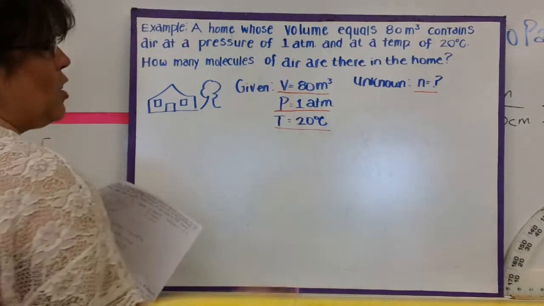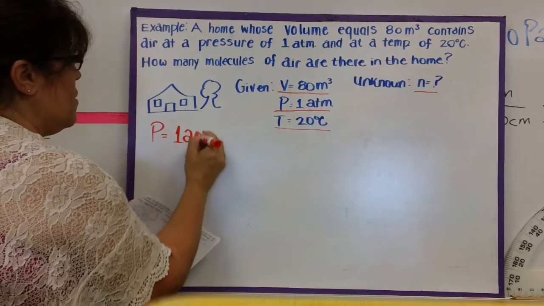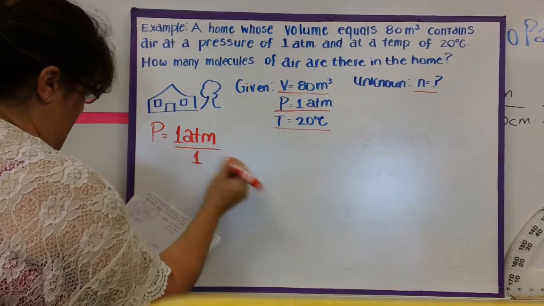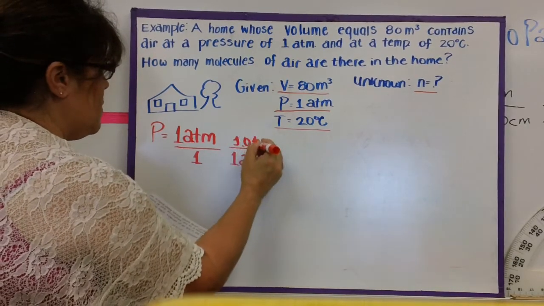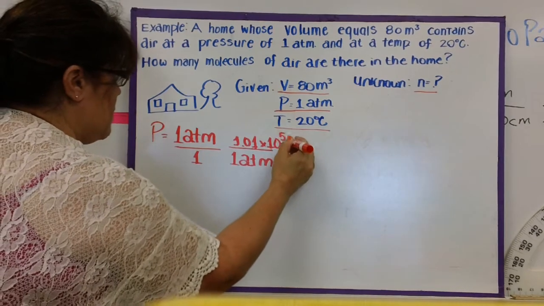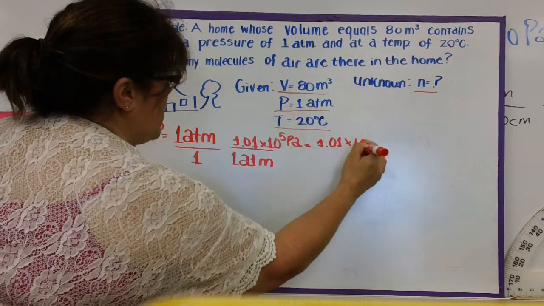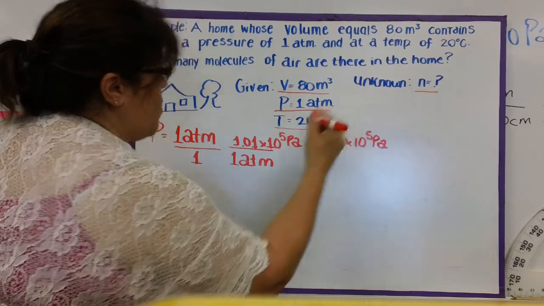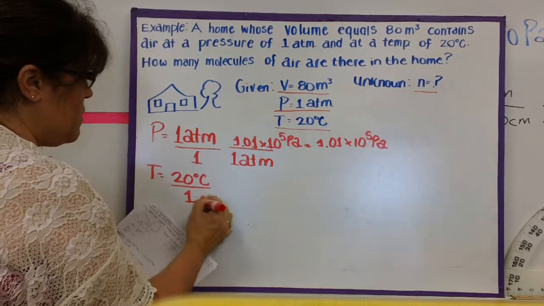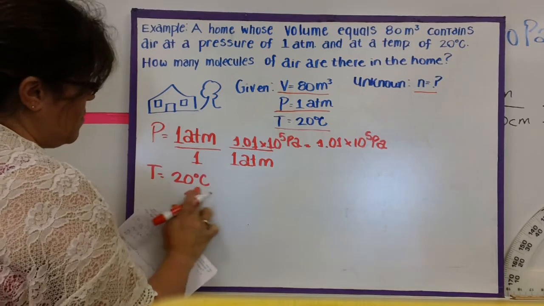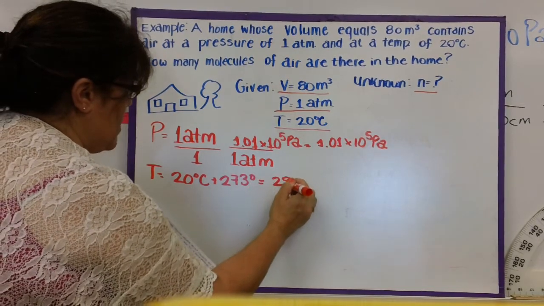Okay, so the first thing is our volume is in the correct units, but our atmosphere is not. So we have to convert the 1 atmosphere to Pascal. Well, 1 atmosphere equals 1.01 times 10 to the 5th Pascal. So if we finish this off, we have 1.01 times 10 to the 5th Pascal. So that is now our pressure. Now our temperature has to be converted to Kelvin, and we know that all we have to do is add 273 degrees. So we end up with 293 Kelvin.